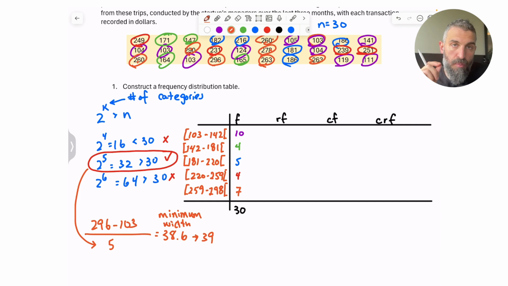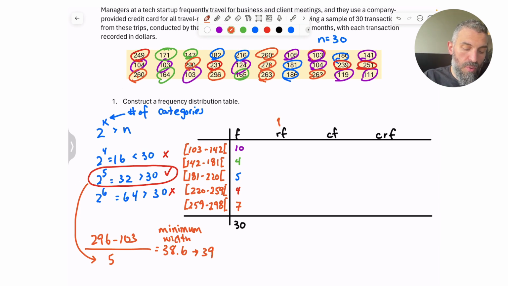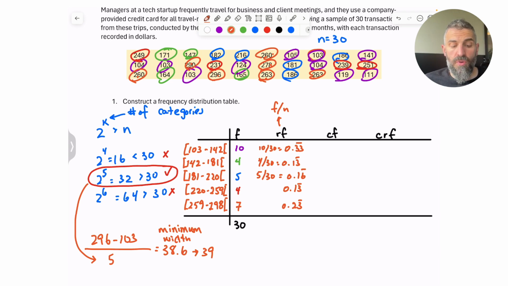You really want to take your time with that step. The rest is all just calculations, right? So relative frequency. Remember that this is the frequency divided by your sample size. So each of these will be divided by 30. So 10 divided by 30 is 0.33 repeating. 4 divided by 30 is 0.13 repeating. 5 divided by 30 is 0.16 repeating. 4 divided by 30, we had it already. And then 7 divided by 30 is 0.23. That's your relative frequency.